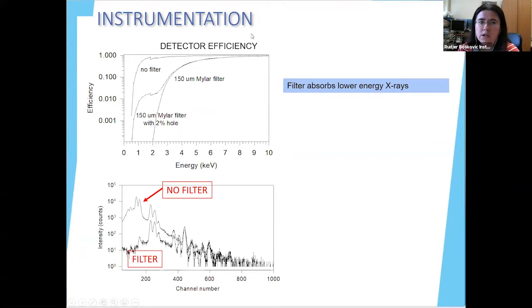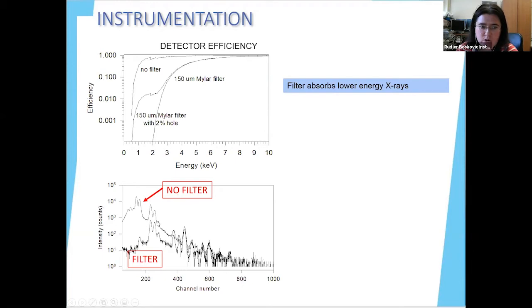You can influence detector efficiency depending on the type of sample you want to measure. Here is a comparison of detector efficiency for different types of filters. For example, if you have no filter, only the window in front of the detector, this is how your detector efficiency looks. But if you put a Mylar filter, or a Mylar filter with a hole, you can obtain different efficiency curves.